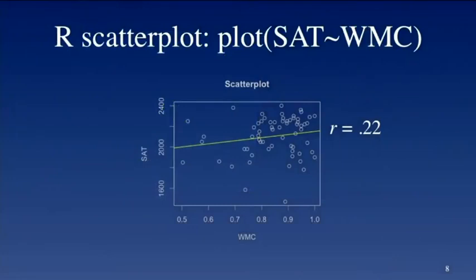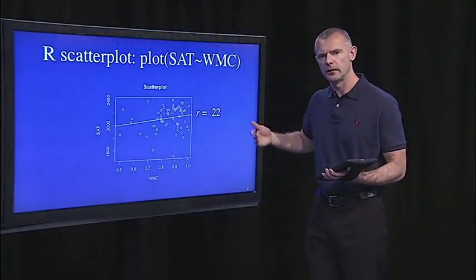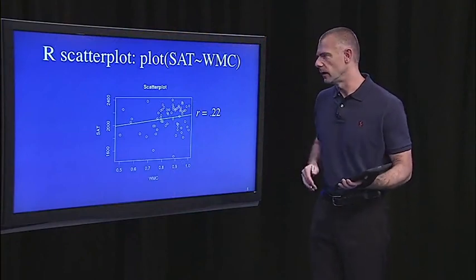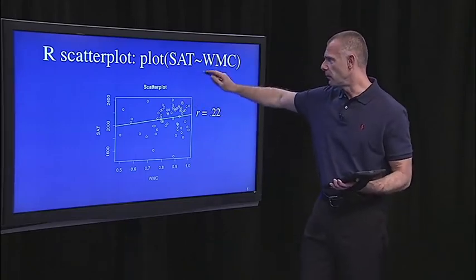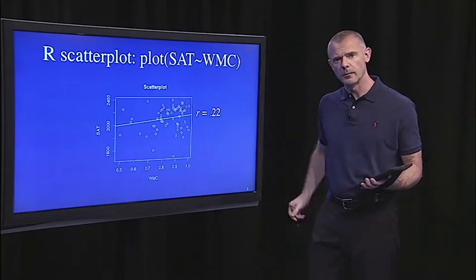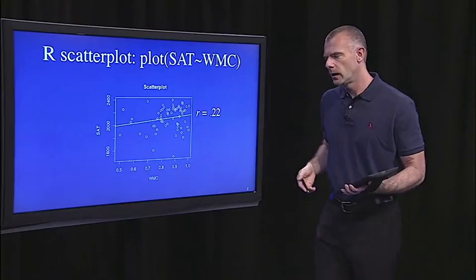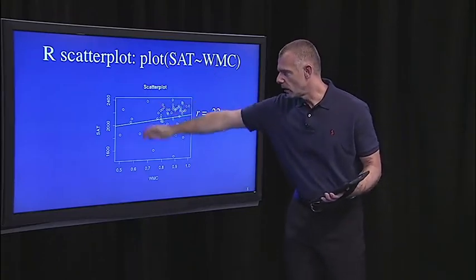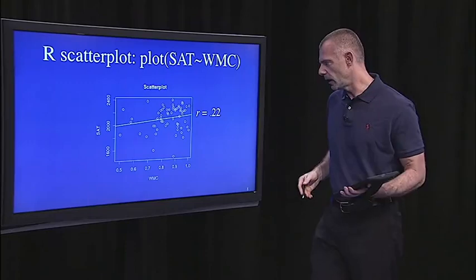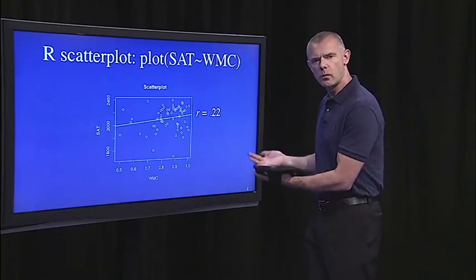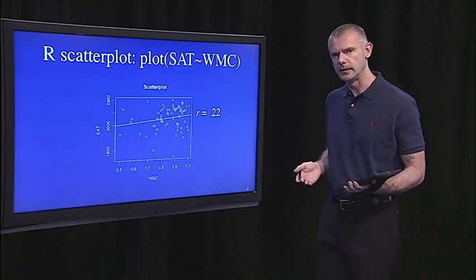What I've done here is I generated data in R, and I'm showing you the actual function that I used in R. Now that you've had some exposure to R, I'll start introducing these functions in the lectures. To get the scatter plot, I just used the function plot. My variables were SAT and WMC for working memory capacity. The variable that I want on the y-axis comes first, so it's plot y tilde x. And in this example, I want to use working memory capacity to predict SAT.